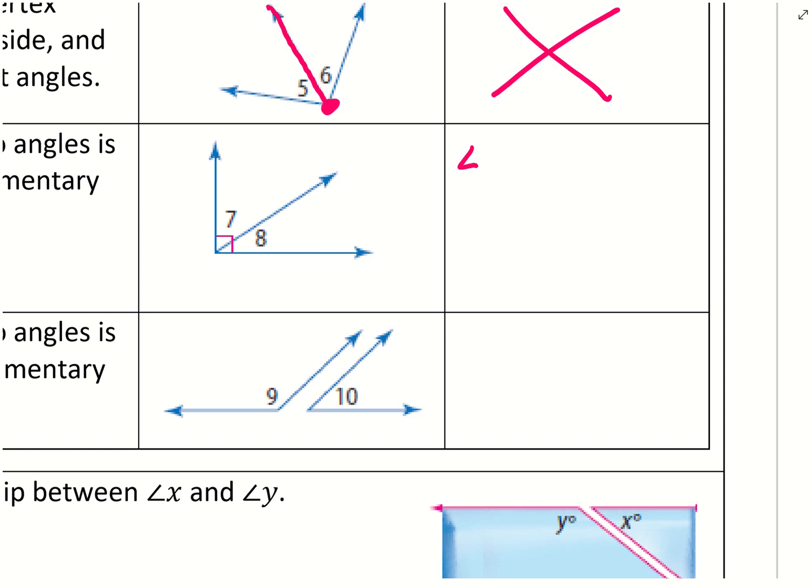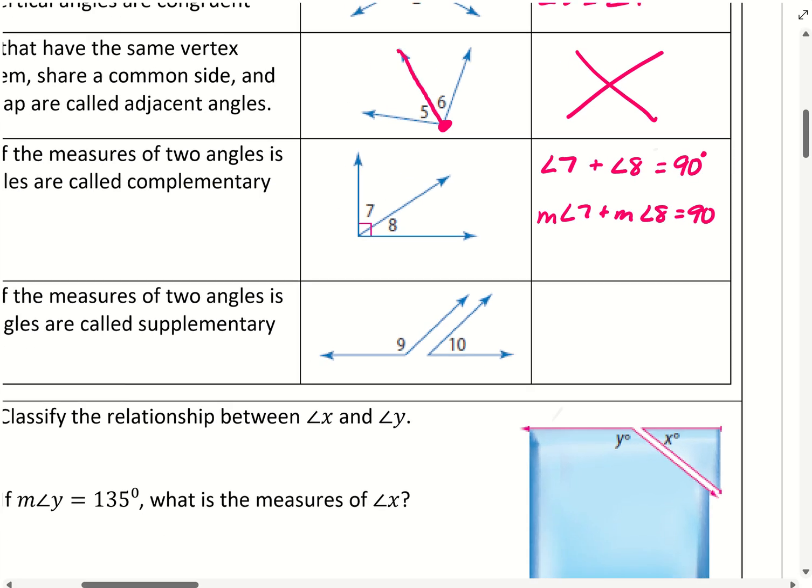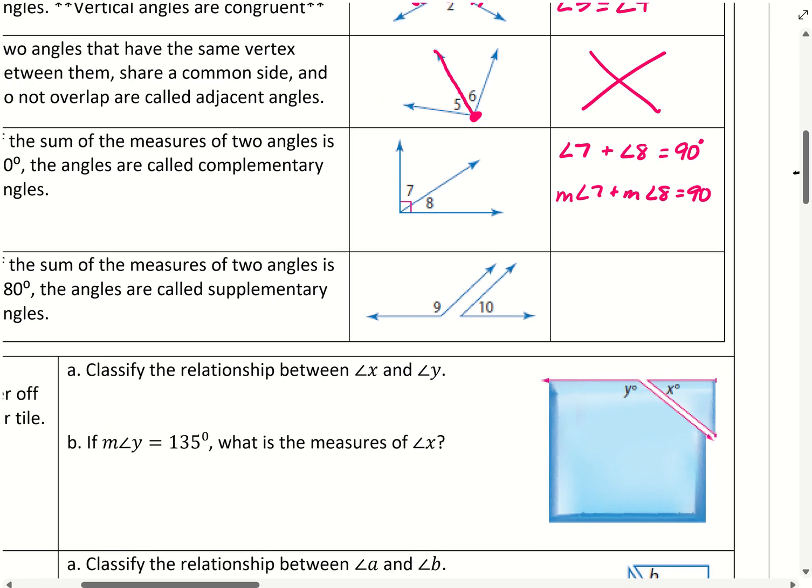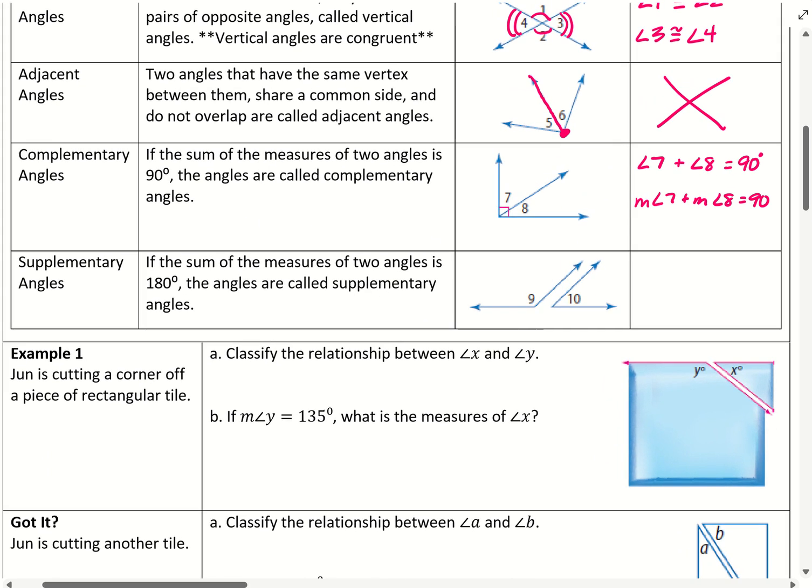So we can write angle 7, whoops, that's angle 1. Angle 7 plus angle 8 equals 90 degrees. Sometimes you'll see measure of angle 7 plus measure of angle 8 equals 90 degrees as well. They mean the same thing, but just so you're used to seeing that.